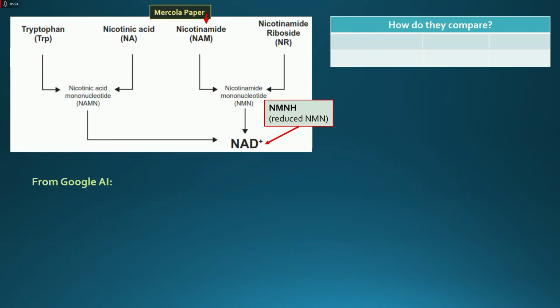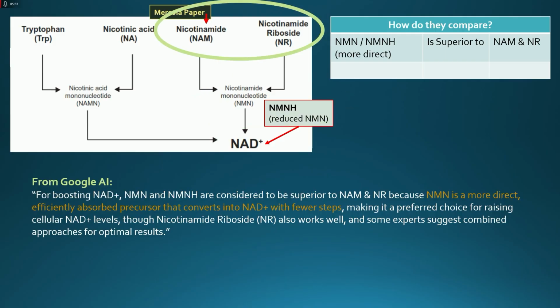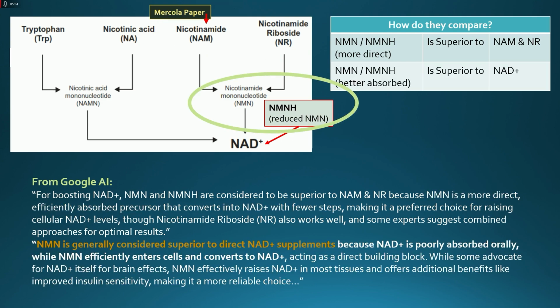So, from Google AI, for boosting NAD+, NMN and NMNH are considered to be superior to NAM and NR because NMN is a more direct, efficiently absorbed precursor that converts into NAD+ with fewer steps, making it a preferred choice for raising cellular NAD+ levels, though NR also works well, and some experts suggest combined approaches for optimal results.